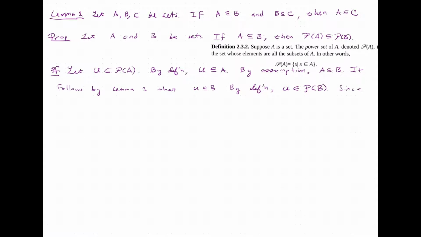And so since U was arbitrarily chosen, surely we conclude that the power set of A is a subset of the power set of B. And we are done. And so what I want you to do now is to take a moment and consider the following question. Is the converse true?